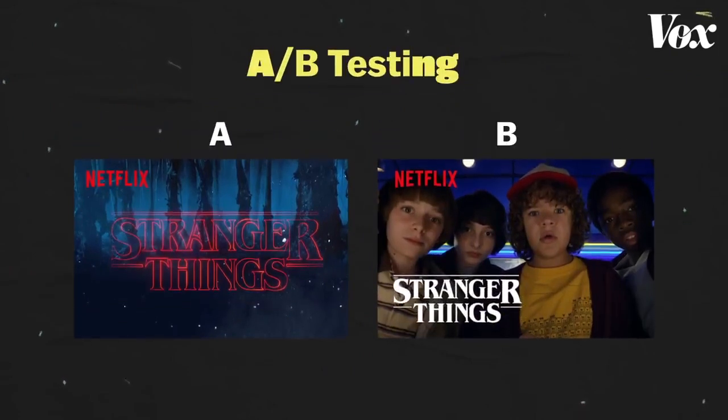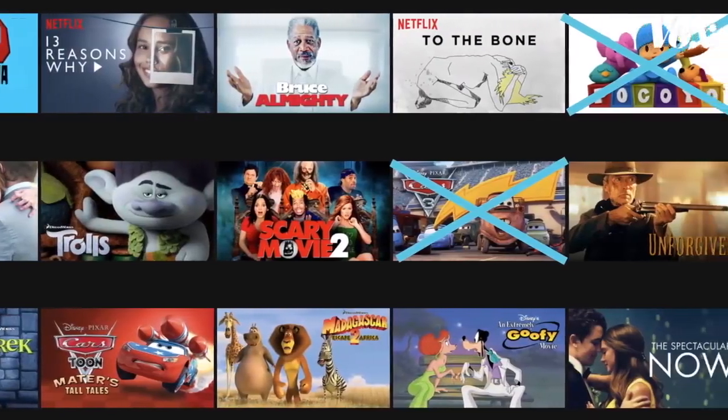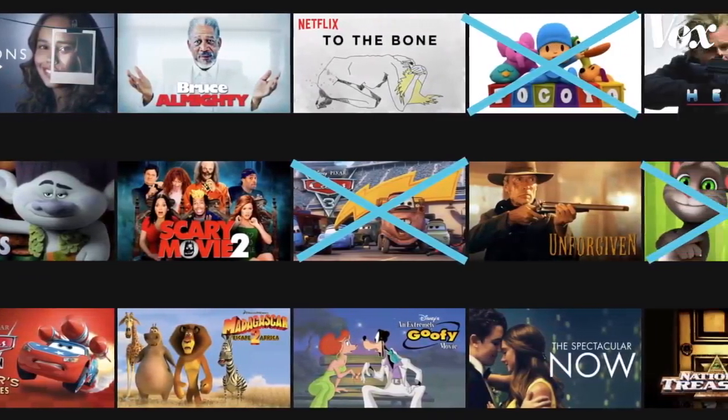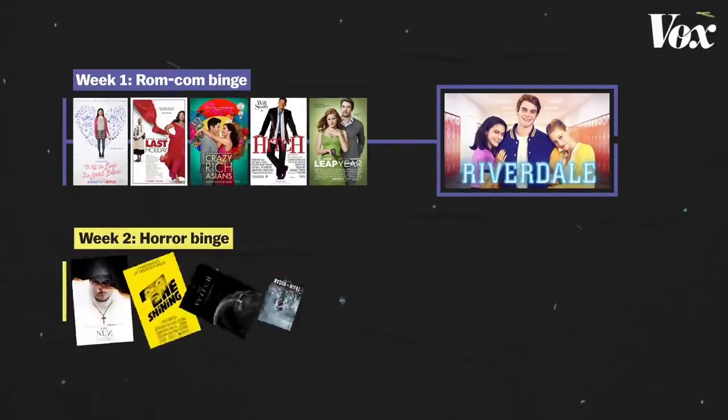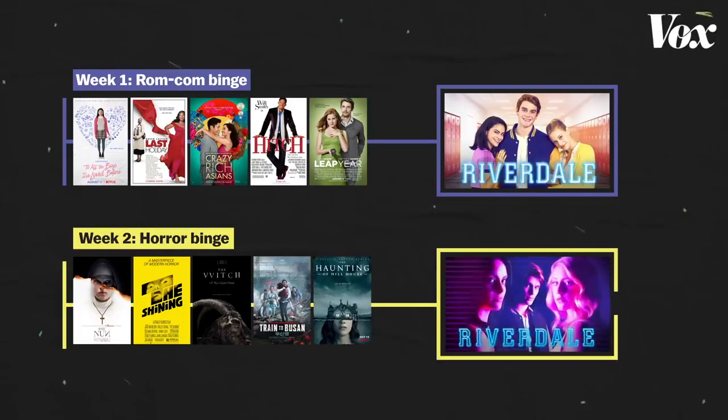But the process doesn't stop there. Netflix still has to figure out which ones work best for each user. A/B testing is executed again, and again. You'll regularly see changes in your thumbnails based on your engagement with previous titles.